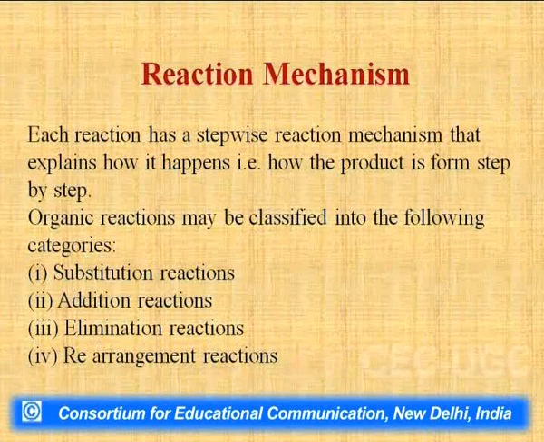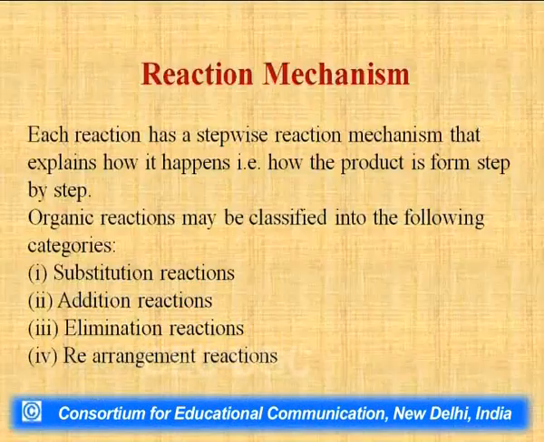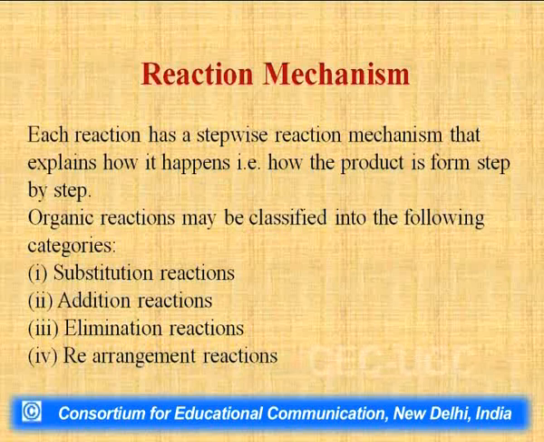What is reaction mechanism? Reaction mechanism is a stepwise explanation of how the product is formed from reactant step by step through intermediates. Organic reactions may be classified into the following categories. Number 1, substitution reactions, addition reactions, elimination reactions, and rearrangement reactions.